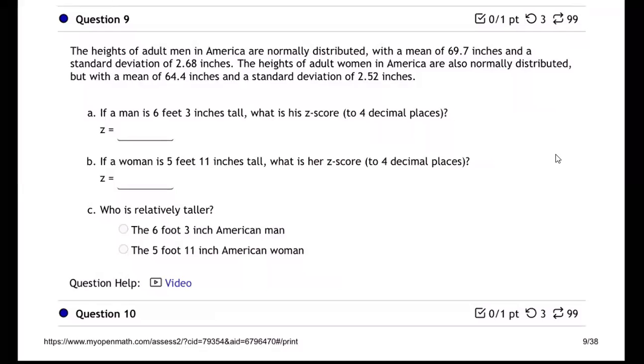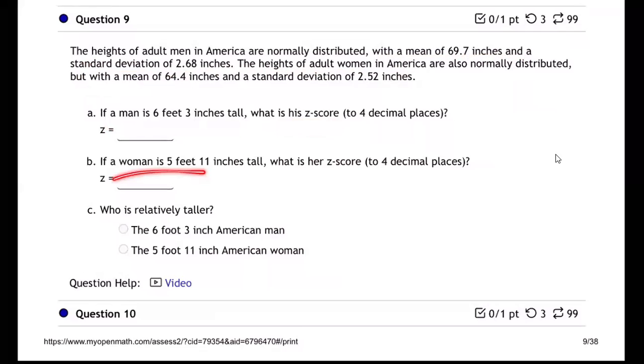All right, so question number 9 here. The heights of adult men in America are normally distributed with a mean of 69.7 inches and a standard deviation of 2.68. The heights of adult women in America are also normally distributed, mean 64.4, standard deviation 2.52. If a man is 6'3" tall, that's pretty tall, what is his Z-score?